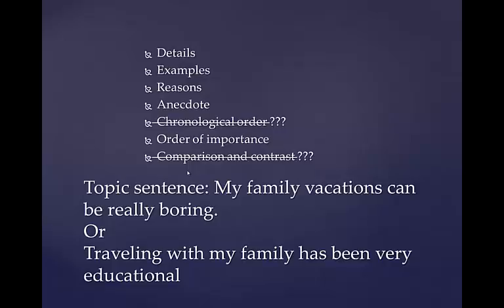If you were telling me about one vacation, you might use chronological order. But the way these are worded, my family vacations can be really boring. You've mentioned more than one vacation. So you probably need to talk about multiple examples, talk about multiple reasons that make these vacations boring, or that make these vacations educational. So you probably need to come up with an order of importance instead of going in chronological.